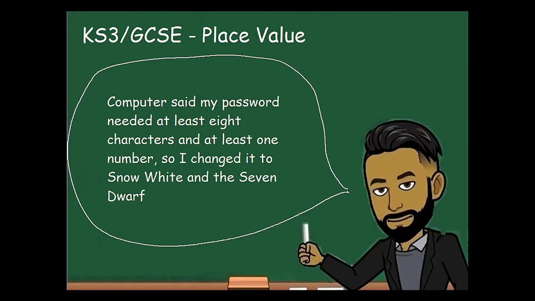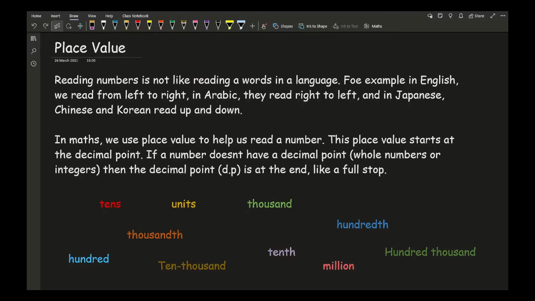So in this video we'll be looking at place value. Now one of the reasons why many people struggle reading numbers is because we don't read numbers like we read words in a language. So for example, in English we read from left to right, in Arabic we read right to left, and in Japanese, Chinese or Korean they read up and down.